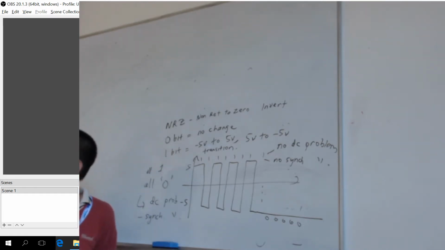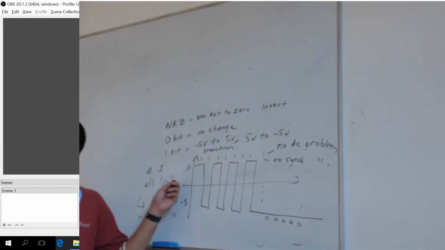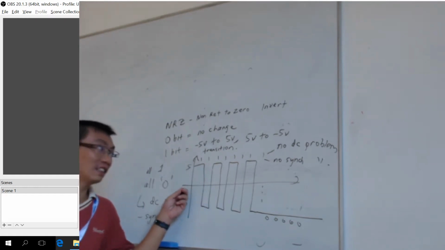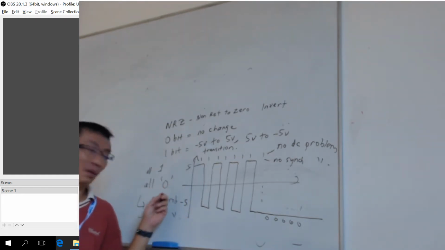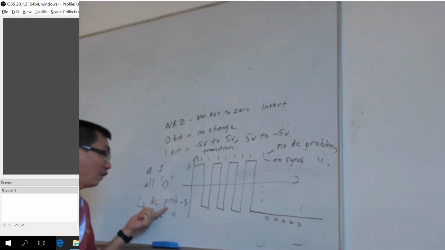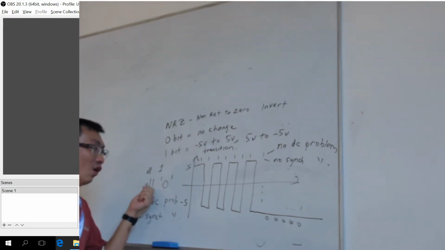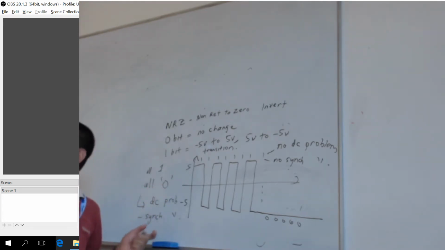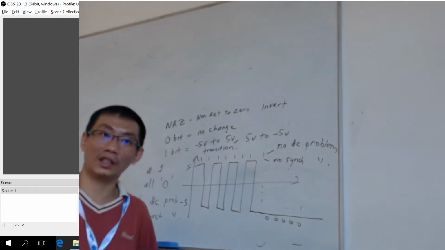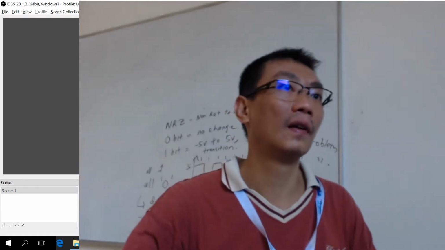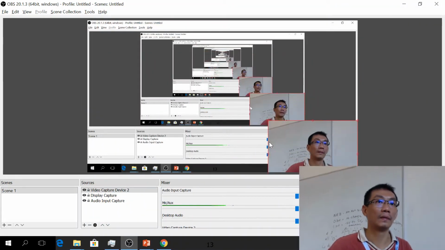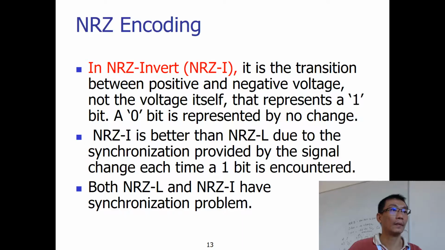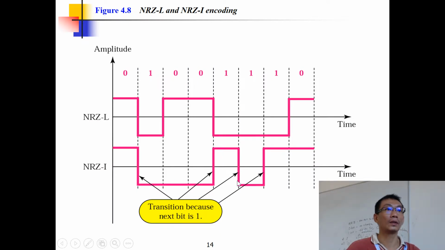Okay? Alright. So it's an improvement. You can see that? So now your only problem is that you have a DC problem only when you send all zeros. Alright? Okay, so you can see here, if there's a 1, there's a transition. If it's 0, there's no transition. Correct?